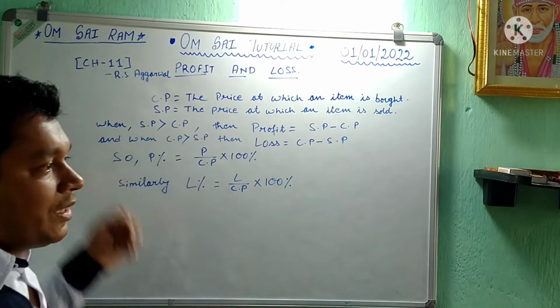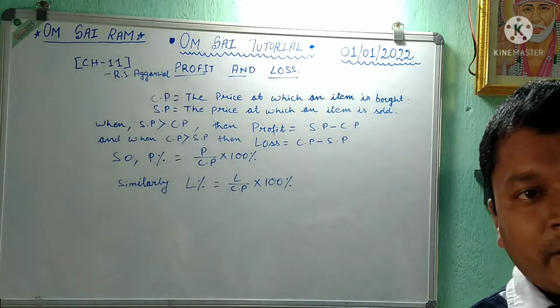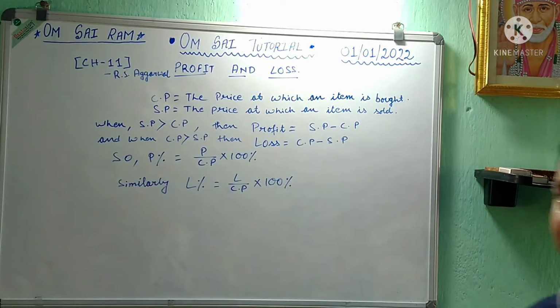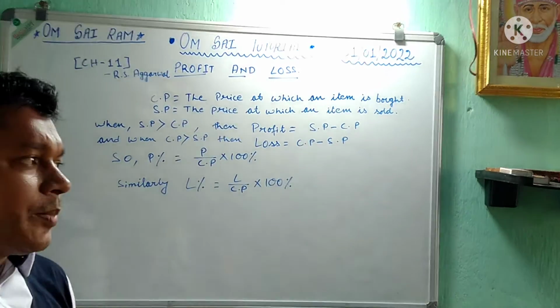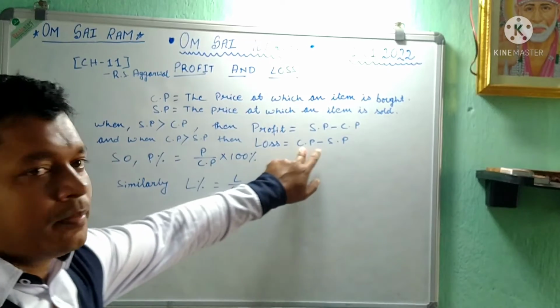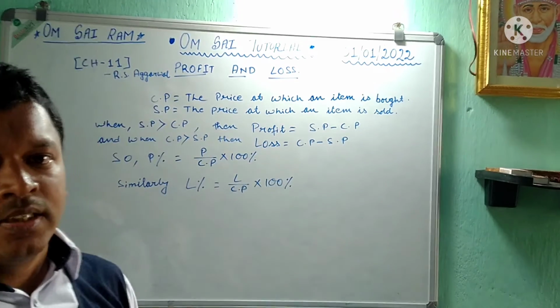Similarly, again I am taking the example of this pen. If I sell this pen at rupees 8, I will get a loss of rupees 2. How am I getting the loss? CP minus SP, that is 10 minus 8, so I will get rupees 2 as my loss.